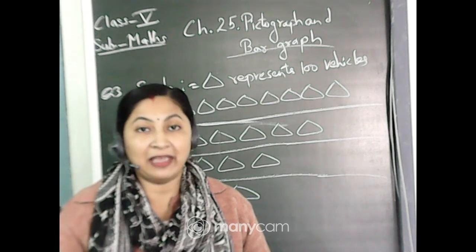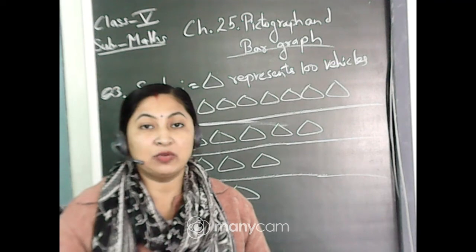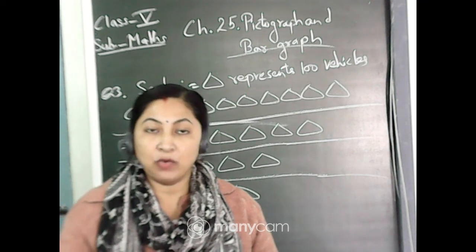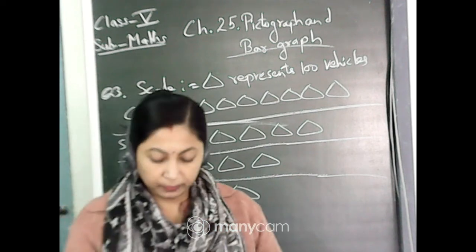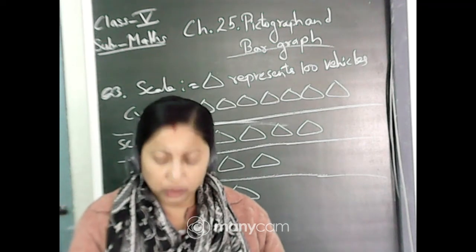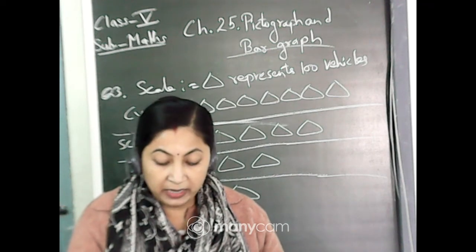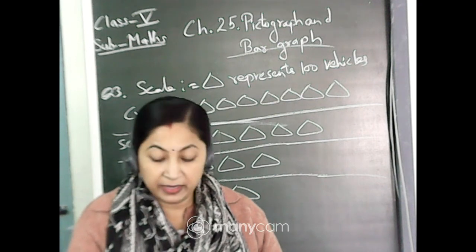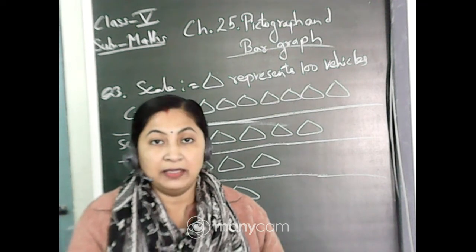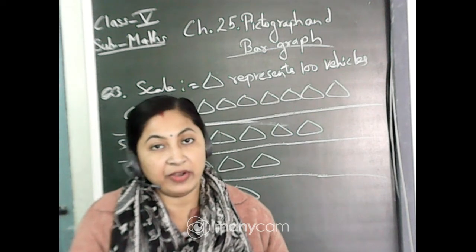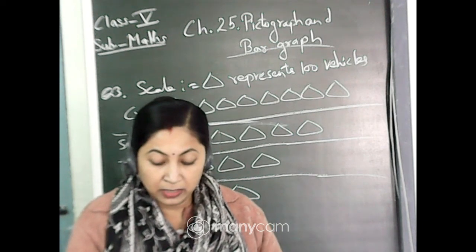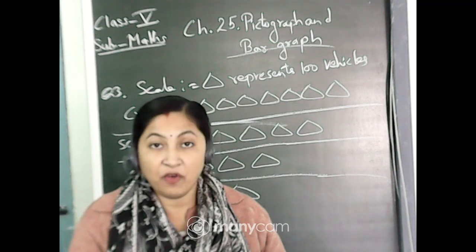Now here the scale is given. One picture is equal to 100 students. So according to that you will answer the questions. The first question: how many students go to school on foot? Now clearly you can see on foot here the pictures are 4. That means if one picture represents 100, so 4 will be 400. So by foot the total number of students are 400.